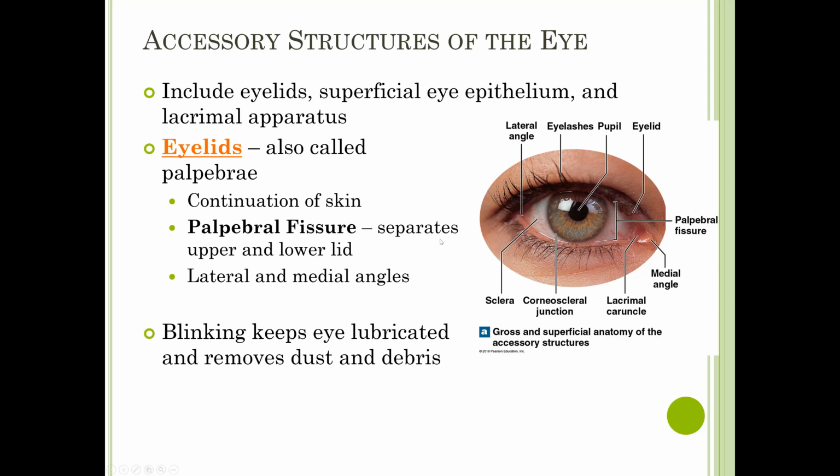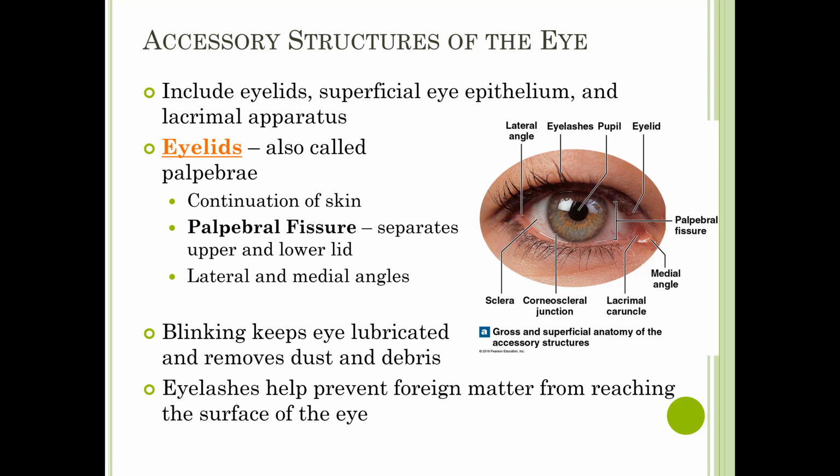Our eyelids allow us to blink, which allows us to keep our eye lubricated and also act sort of like windshield wipers, removing dust and debris from our eye. And then of course when we're sleeping, keeping our eyes closed prevents the epithelium lining the eye from drying out. We have eyelashes to help prevent foreign matter from reaching the surface of the eye.